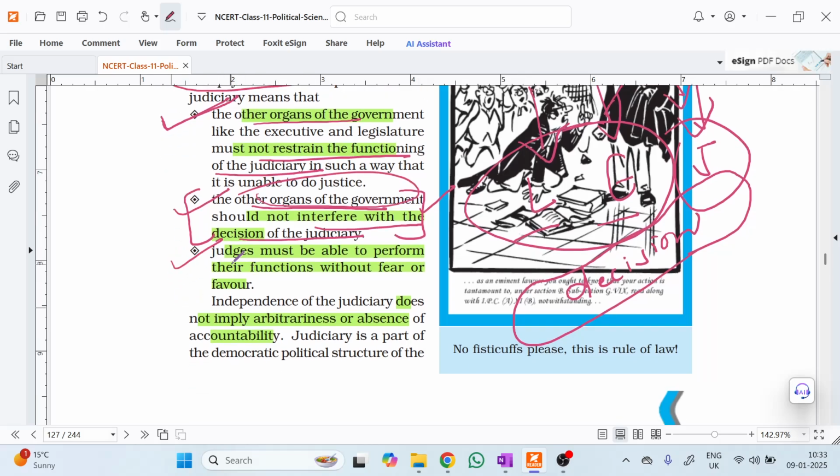And the third principle is that judges they must be able to perform their function without fear and favor. इसका मतलब है कि no legislator, no politician, no powerful and rich person, no pressure group, no lobby, no one can influence the judges in a negative way, so that they can function without fear of removal or without favor, which means no corruption at all.